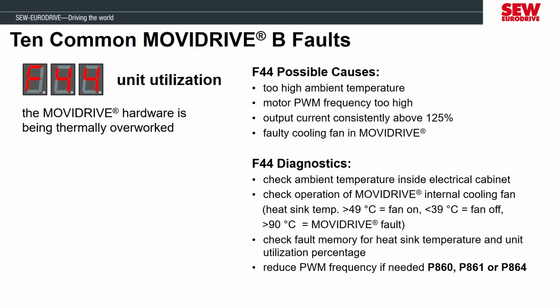You can check the fault memory and look to see if the heatsink temperature was around 90 C or if the utilization was around 125%. If the fault memory doesn't reveal that the heatsink or the utilization parameters were too high, then it could be caused by a high PWM frequency. You can reduce the motor's PWM frequency in the 860 level parameters for the operating mode and the parameter set that the MOVIDRIVE is using when the fault occurs.